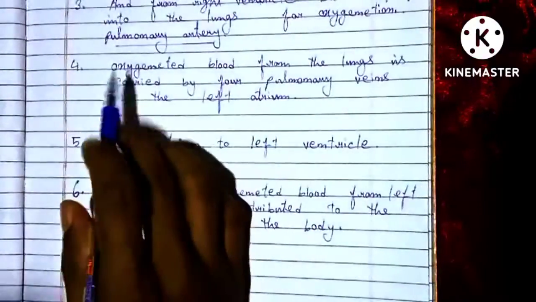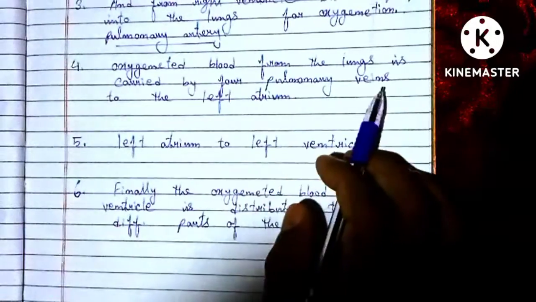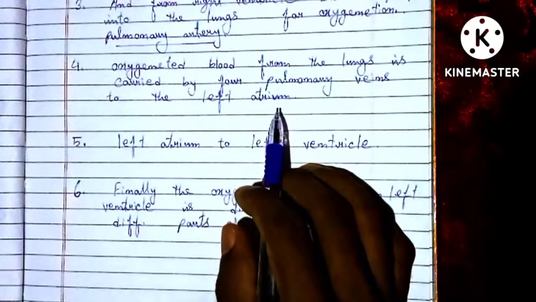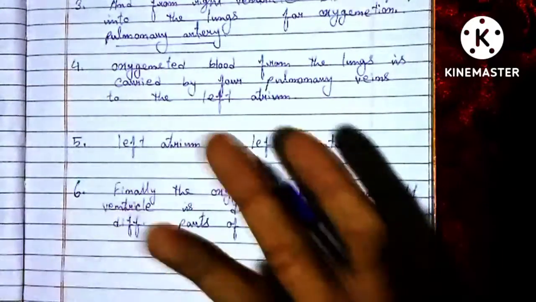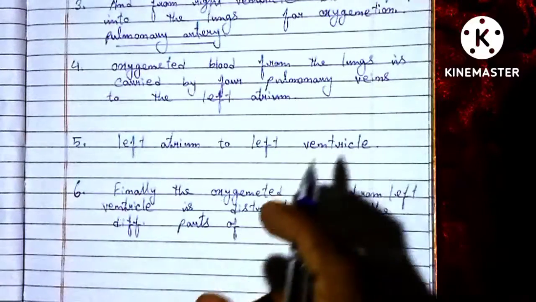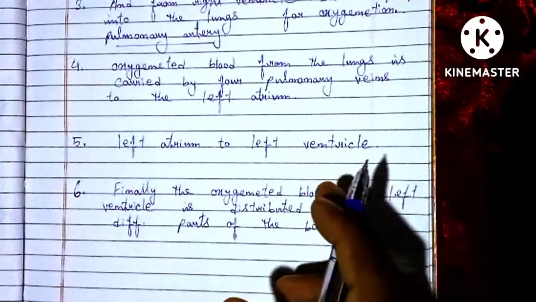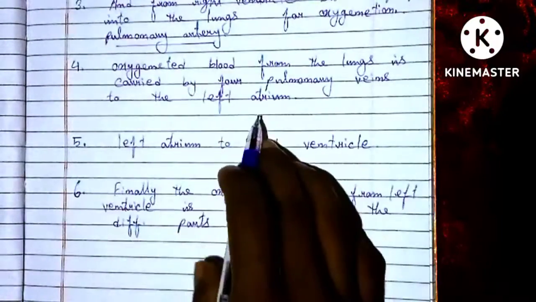Now the point number 4. Oxygenated blood from the lungs is carried by 4 pulmonary veins to the left atrium. That is, inside the lungs the deoxygenated blood is converted into oxygenated blood, no? And it is carried by 4 pulmonary veins to the left atrium.